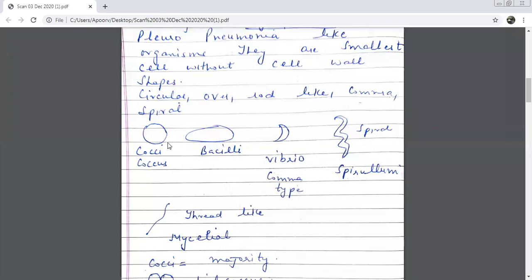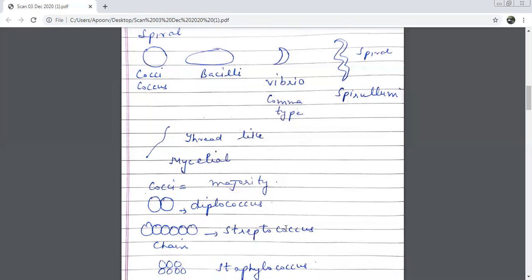Can I have the main shapes? Circular, what do you call them? Cocci or coccus. Oval ones are bacilli. Comma types are called vibrio. Spiral, what can we call them? Spirillum. And the last one is a single very thin thread-like structure. What do you call them? Mycelial.